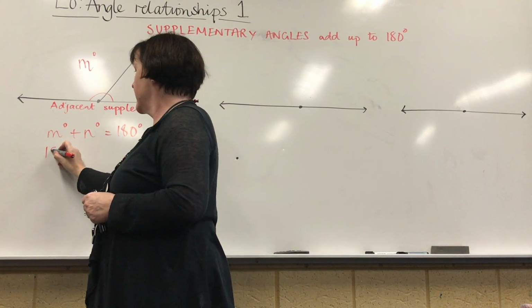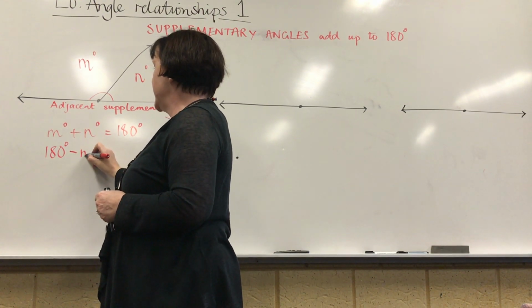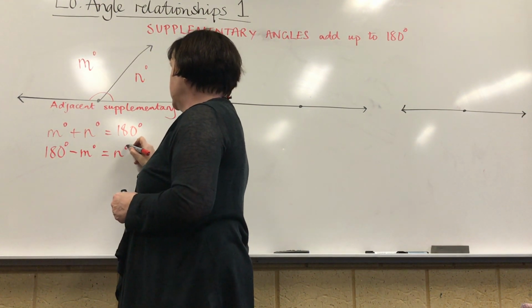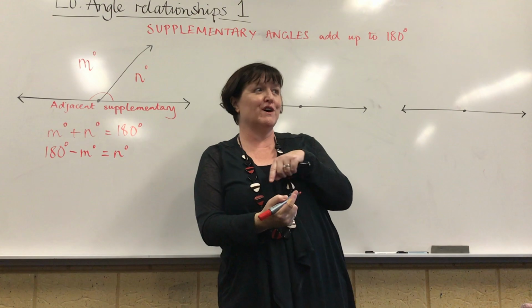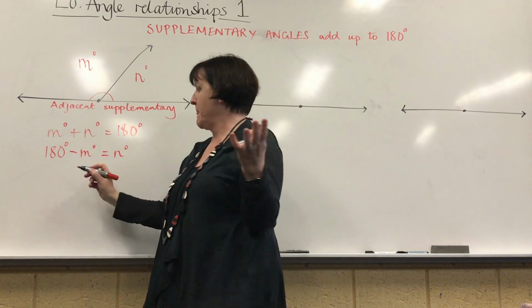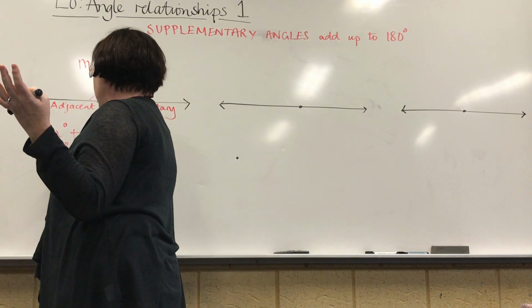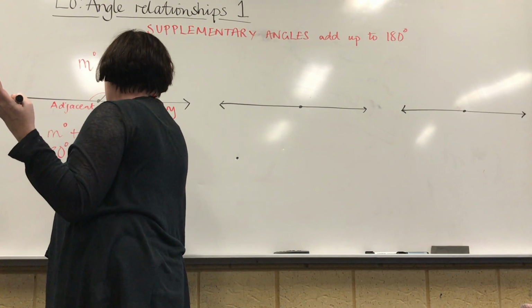180 minus M equals N. Well done. And obviously the inverse of that's true. Molly? 180 minus N equals M. That's right. 180 minus N has got to equal M.